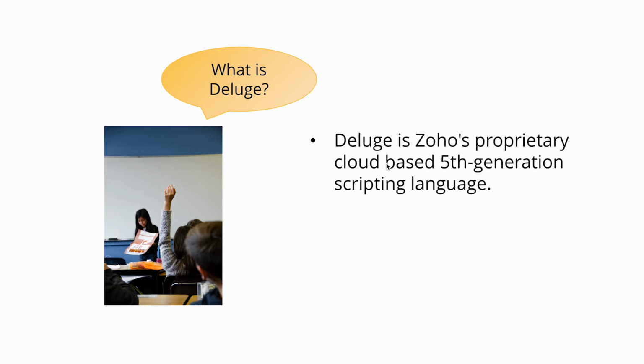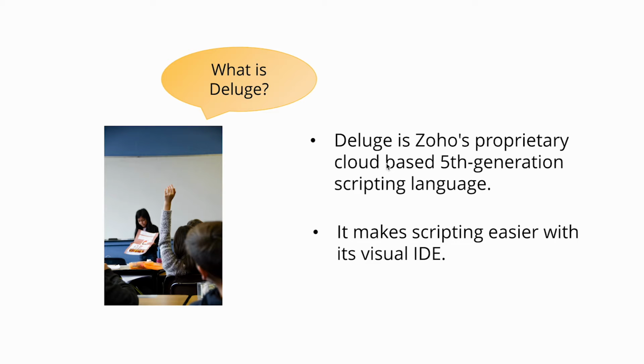So, why Deluge? Or what is Deluge? Deluge is the fifth generation scripting language which is proprietary, developed by Zoho, and it's a cloud-based language. And the visual IDE which we have for Deluge makes it very easy for you to code in Deluge. So if you have the capability to read English, we have eliminated all the technical jargon, and it is like reading plain English while you're coding.